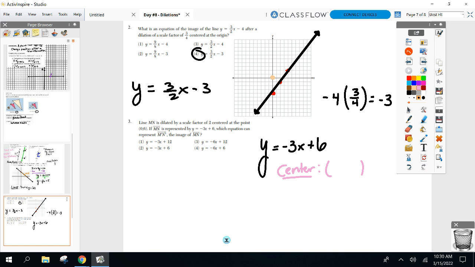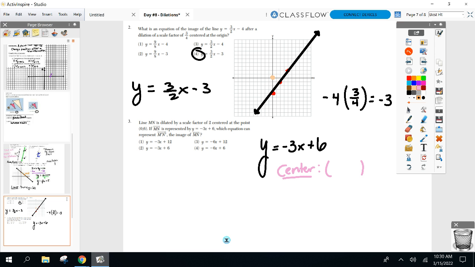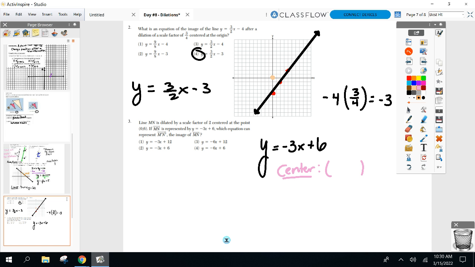So I'm taking -3x plus 6, dilating it by 2. Around what center? Because it's not the origin anymore. What center am I dilating this around? Okay, 0, 6. All points getting further away, right? Because it's a scale factor of 2, further away from 0, 6. Anybody notice anything?